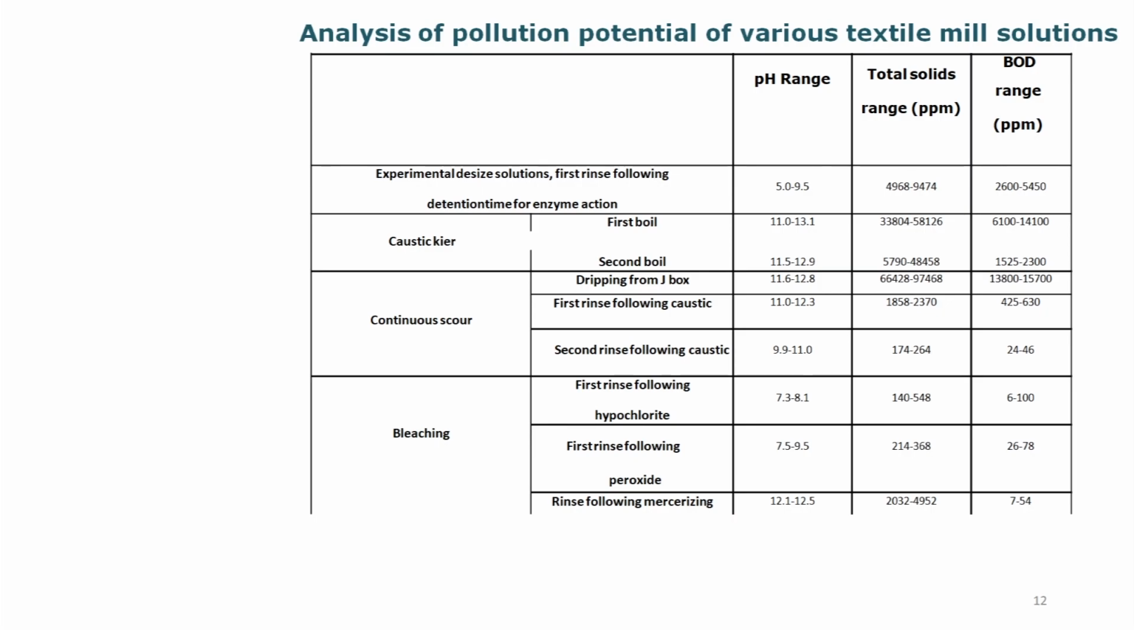If we look at the total pollution potential of various textile mill solutions, and we say that okay, one single process, only the experiment desizing solution, first rinse follows, you see that the BOD is of 2600 range, but caustic here, that is the first boil and the second boil put together, can go up to 1400.